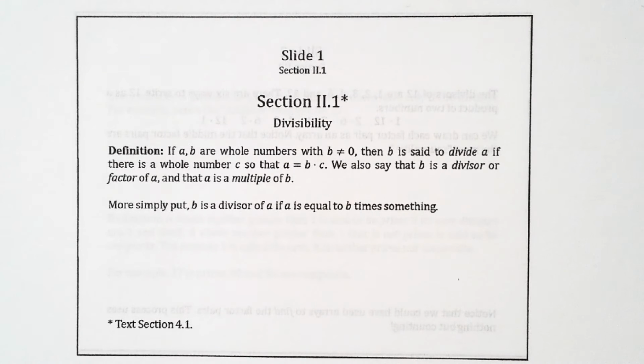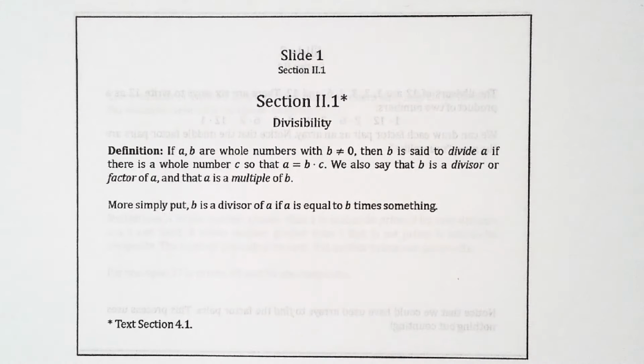So section 4.1 of the textbook is about divisibility. We'll begin with the very important definition. If a and b are whole numbers with b not equal to 0, then b is said to divide a if there's a whole number c, so that a is equal to b times c. We also say that b is a divisor or a factor of a, and that a is a multiple of b. More simply put, b is a divisor of a if a is equal to b times something.